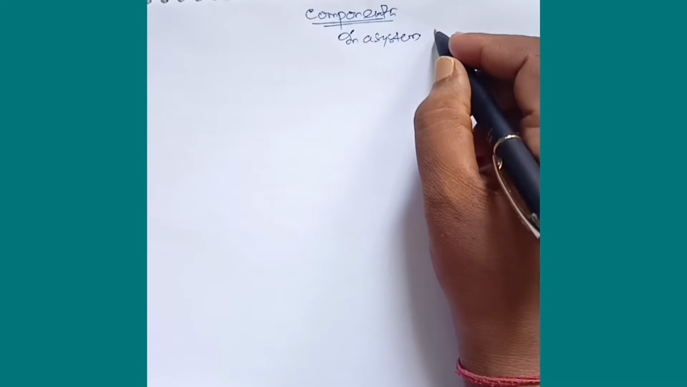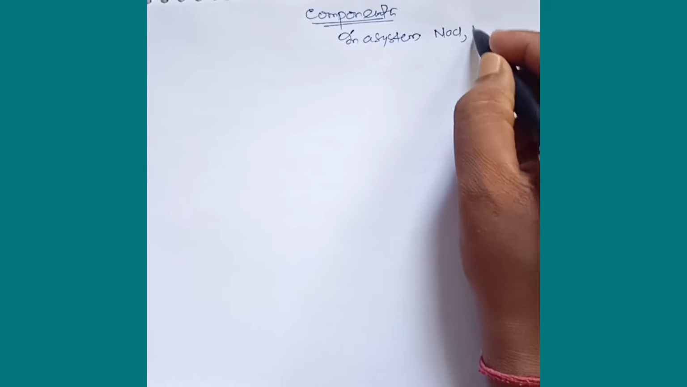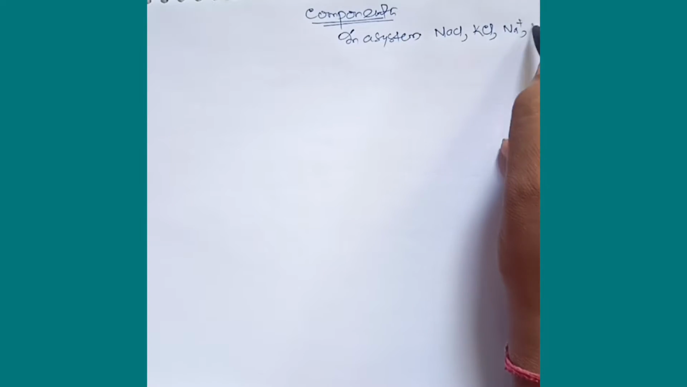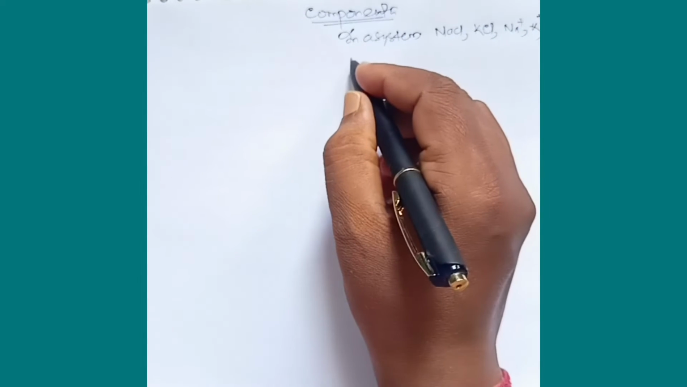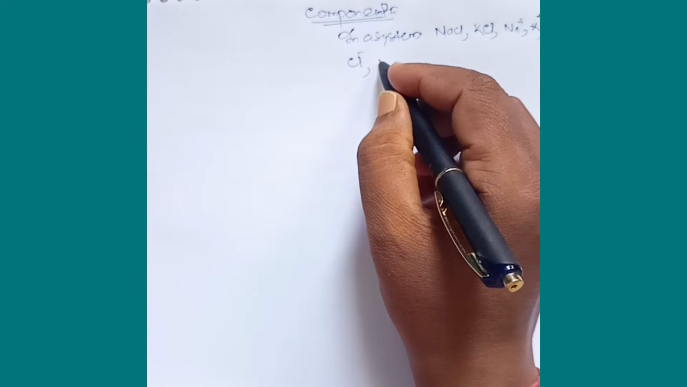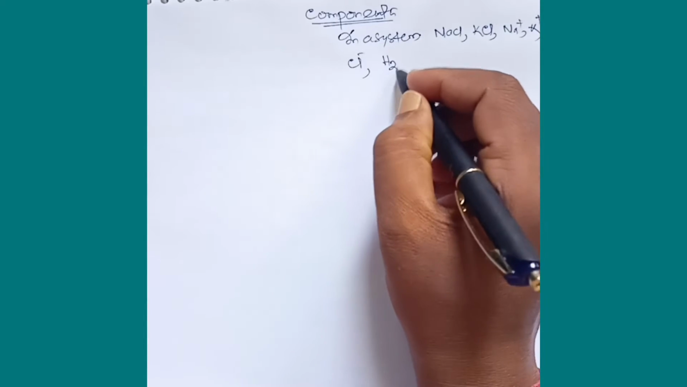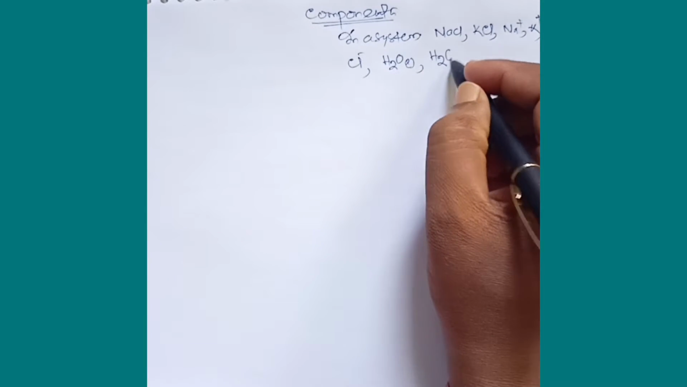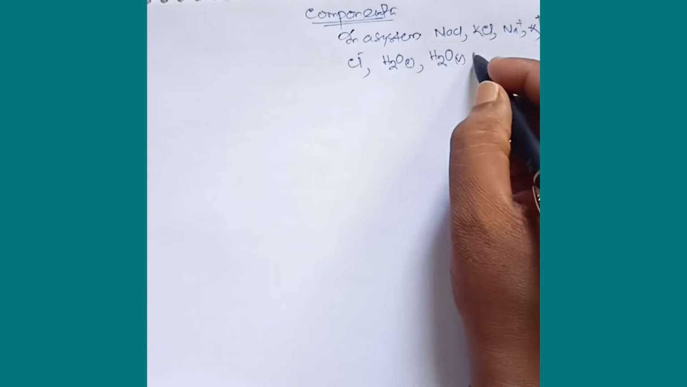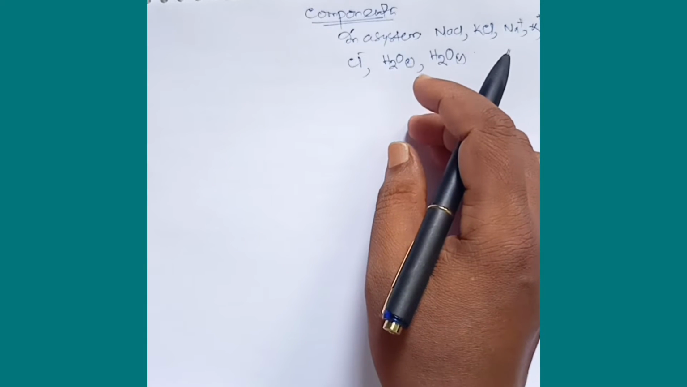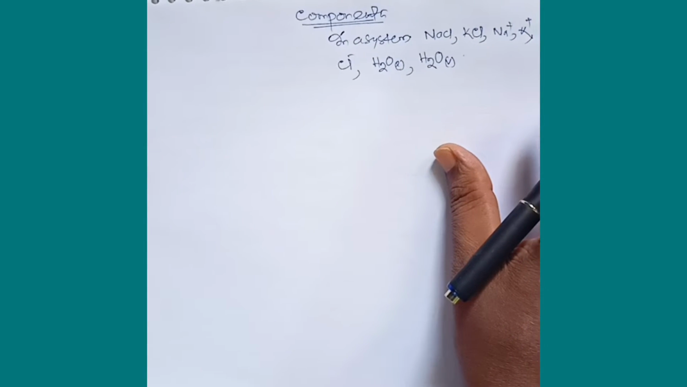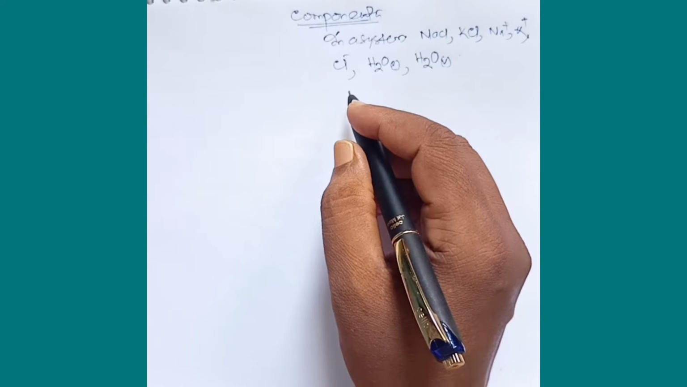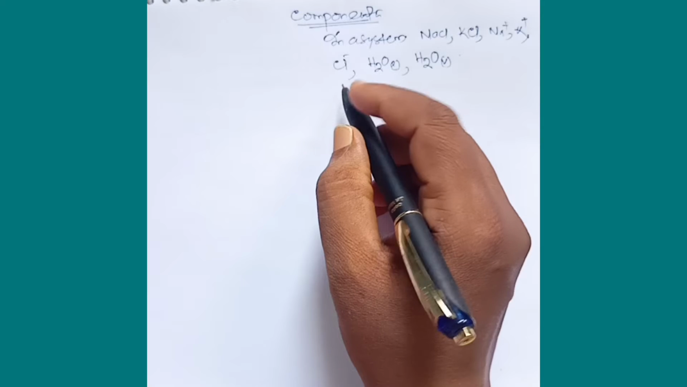In a system NaCl is there, KCl is there, and Na+, K+, Cl- are there, and also water in liquid state and water in vapor state are present. So in this system, what will be the number of phases and the number of components we will describe.